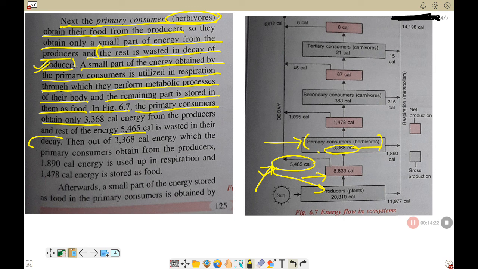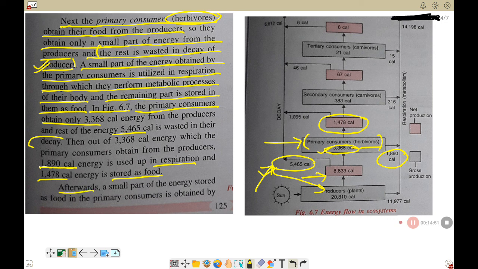So only 3,368 calories is used. And in that also, 1,890 calories of energy is used up in respiration, and only the remaining portion, that is 1,478 calories of heat energy, is stored in the primary consumer as food. Are you getting my point?